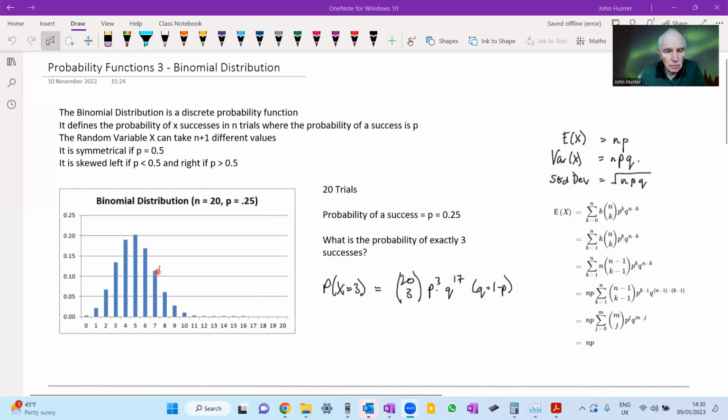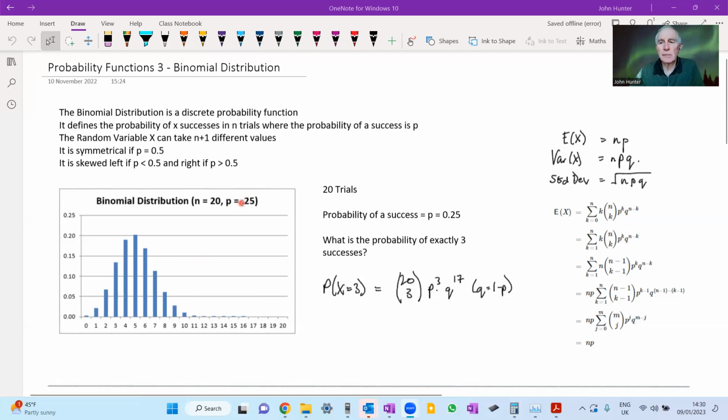At least 7 will be the sum of all these. This one, these obviously very small anyway. The probability of less than 3 would be the sum of this one and this one, and so on. So a success is what this gives us.